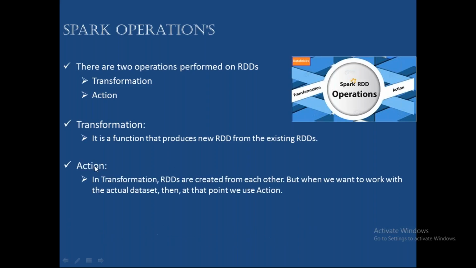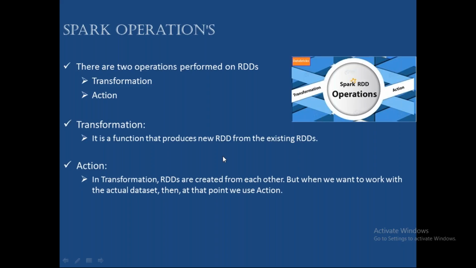Okay, transformation. In transformation, RDDs are created from each other. First you read the file. In the file you have 5 columns. With the 5 columns you created the RDD. Later you selected only 3 columns. With these 3 columns a new RDD is created. Again you add one more column. Now you have 4 columns, and with that you get RDD2. Now you have RDD1, RDD2, isn't it?